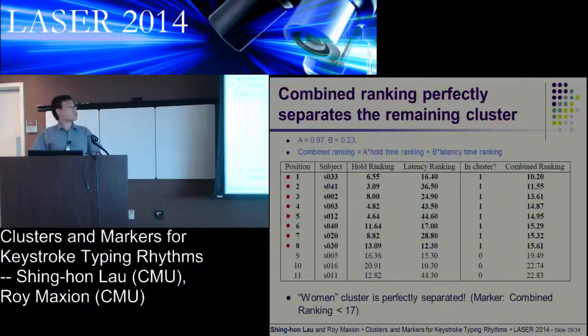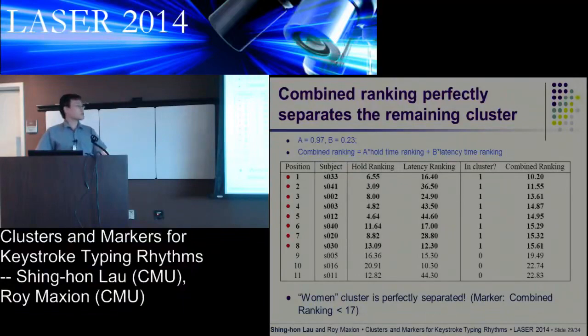And in our case, for the women cluster, we get these values of A and B: 0.97 for A, 0.23 for B. We can compute the combined ranking based on this, and that's actually what you see in the table. From left to right, you have the position, the subject, the hold time ranking and the latency time ranking, which you already saw. And now you have a column that indicates whether or not the subject was in the women cluster. And then finally, the combined ranking, which is computed according to the formula.